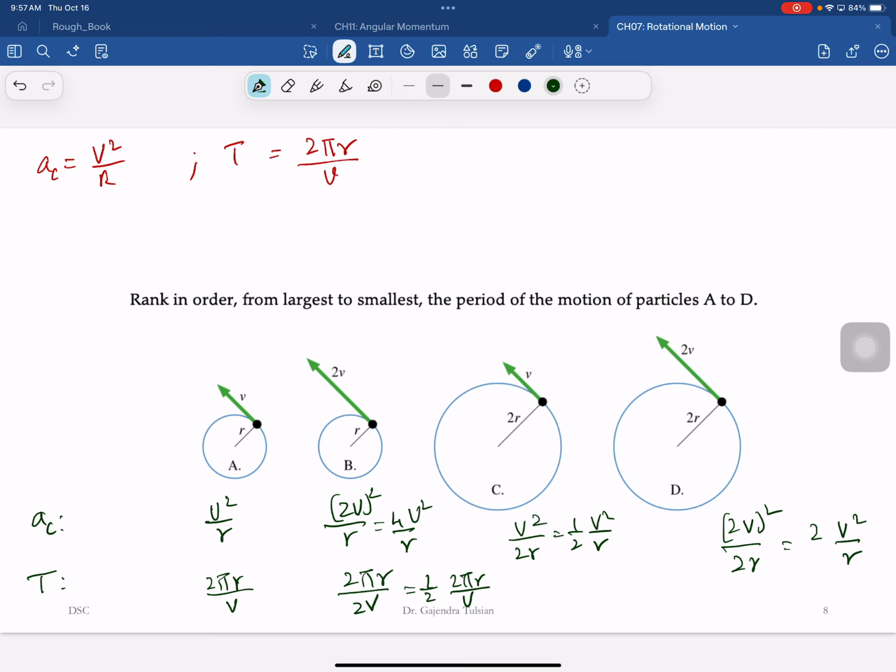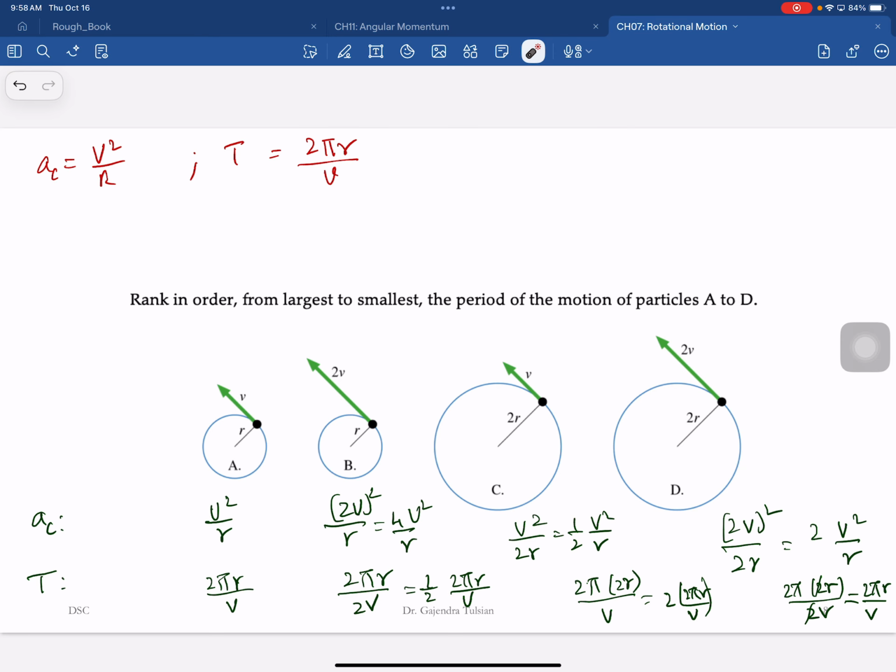Okay. For the third guy, 2 pi times 2r divided by v. Your speed is the same. The circle is twice as big, so it takes twice the time. And for the fourth guy, 2 pi 2r over 2v. It takes the same time to go around this circle as for this circle. Your speed doubled, but the size of the circle doubled as well.